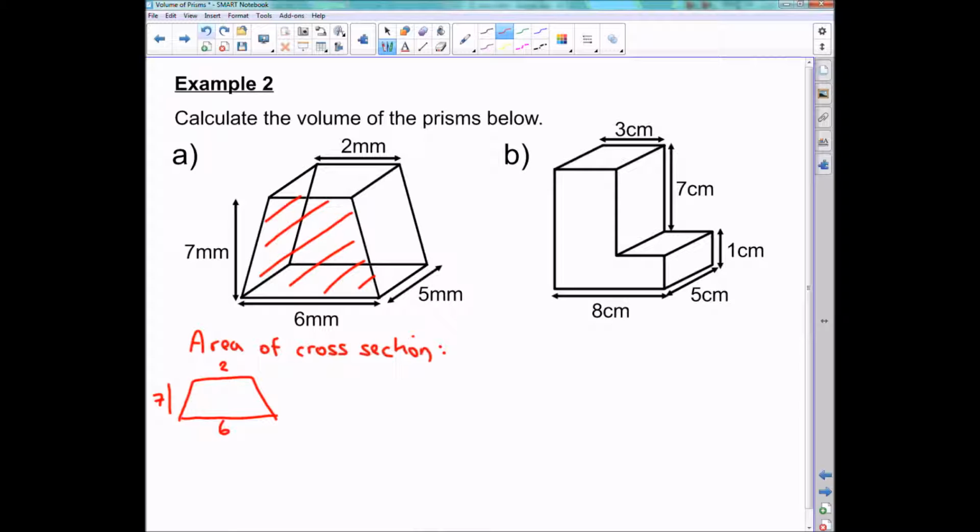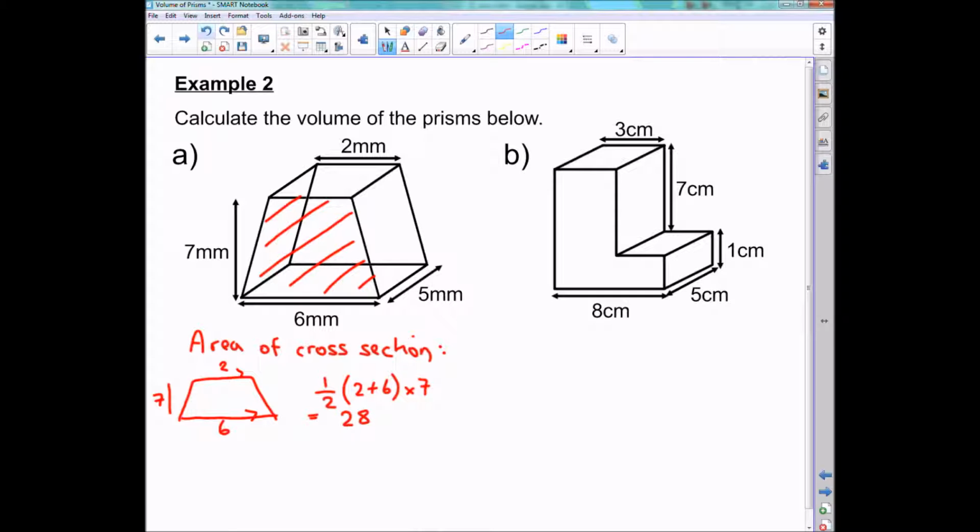So the formula for a trapezium, I need a half, okay, the sum of the parallel sides. In this case, the two parallel sides here are 2 and 6, so I need to sum those, 2 plus 6. And then I need to times by the distance between them, which is 7. So doing my brackets first, I've got 2 plus 6 is 8, half of that is 4, and then 4 times 7 is 28. So my area of my trapezium is 28.